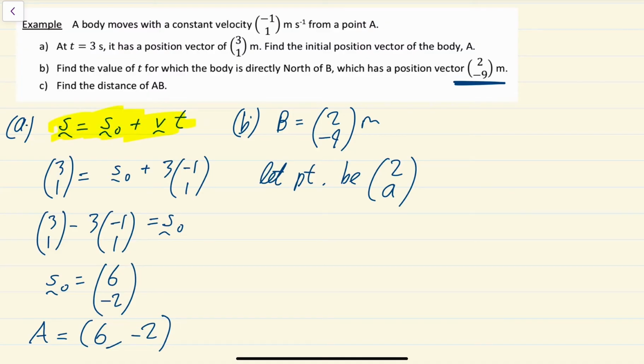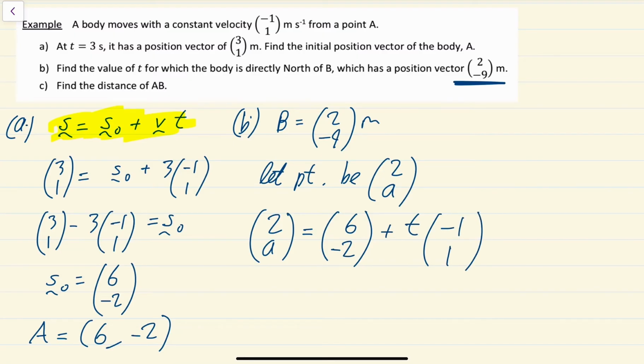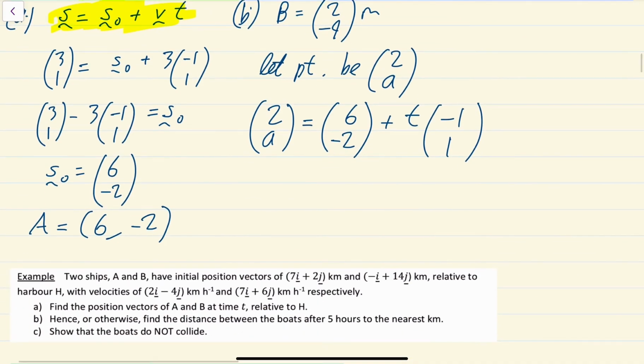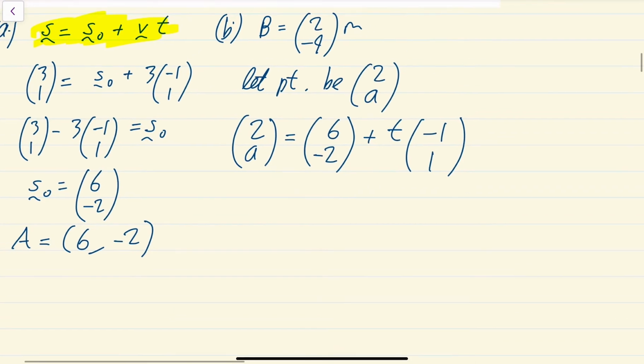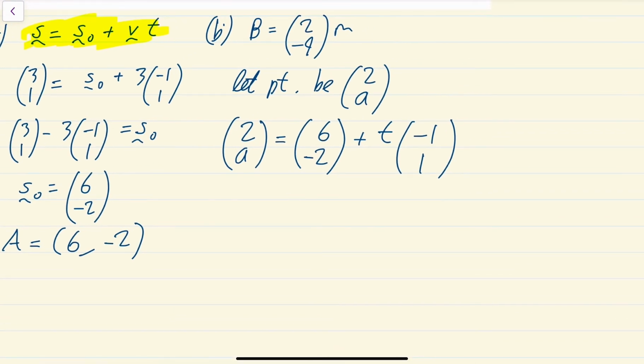Okay, so I've ended up at (2, a). My initial position vector was (6, -2), that's what we worked out. My time is what we're trying to find, and my initial velocity is (-1, 1). So let's go through that again and work this all out. We're going to just equate the i's. We're just going to look at the i's here.